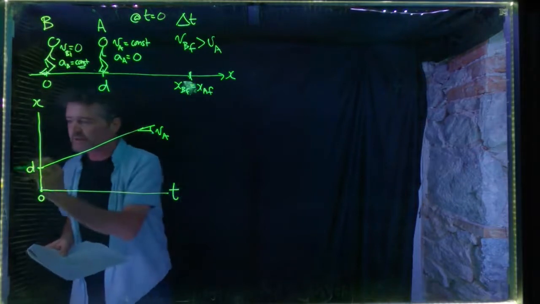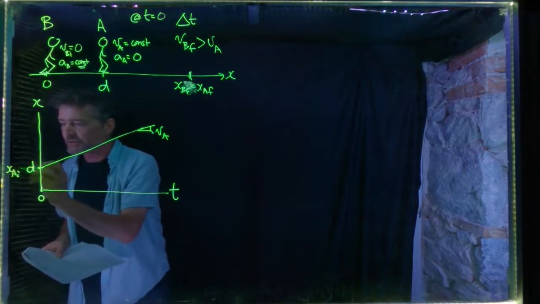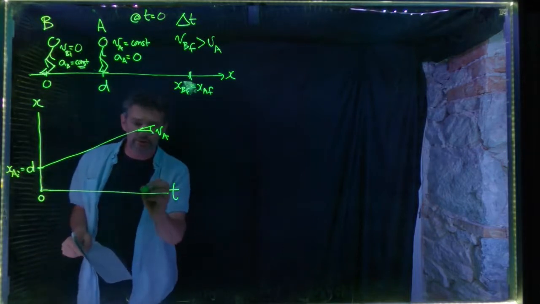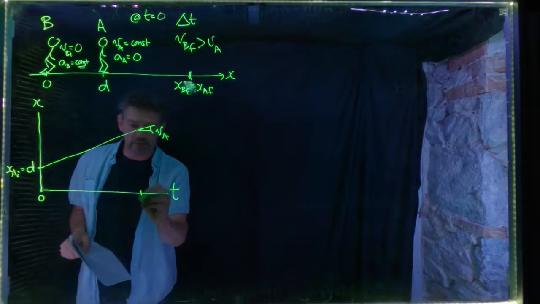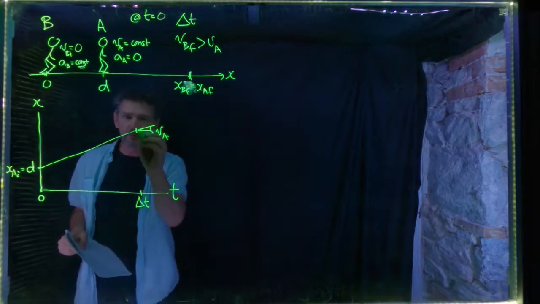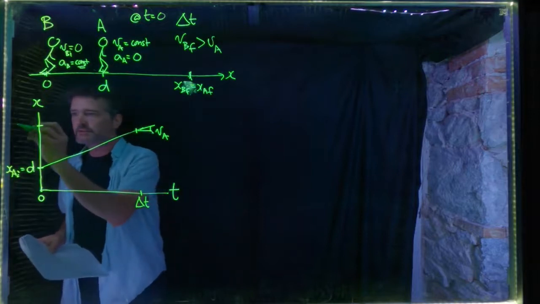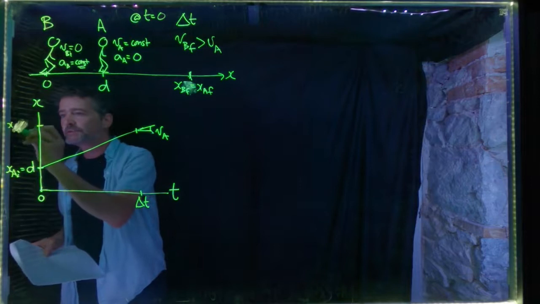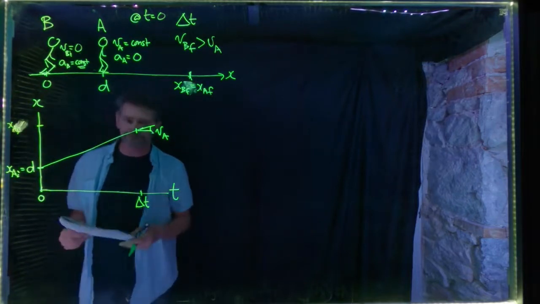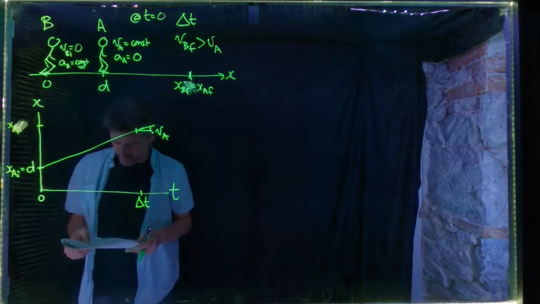So this is x Alice initial is equal to d, and at some point they're going to catch up. So after some unknown amount of time delta t, we will have x Alice final, which we don't know. Okay, and that's it. And then the next is Bob.